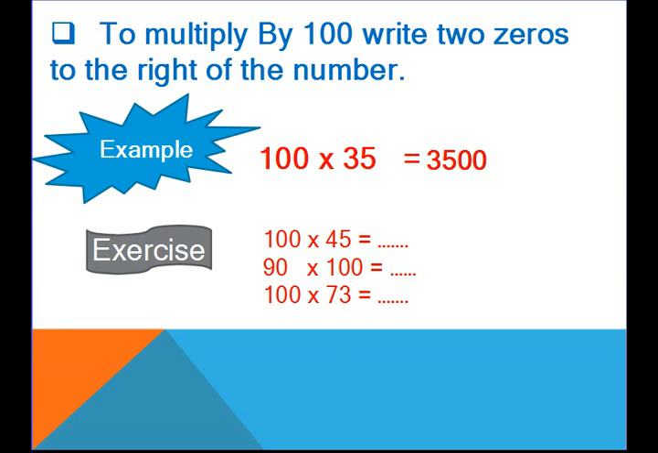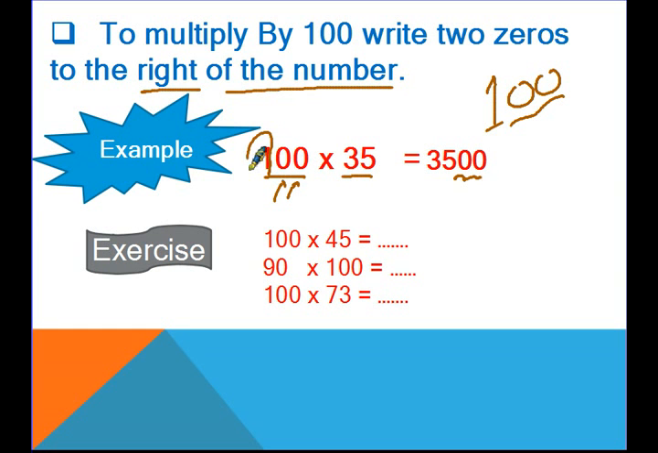Another part. If I multiply any number by 100, the 100 has 2 0s. So I will write 2 0s at the right of the number, as we did when multiplying by the number 10. So when I said, for example, 100 times 35, I write those 2 0s at the right of the number. And 1 times 35 equals 35. So the result will be 3,500. Again, if I say 100 times 35, I will put the 2 0s of the number 100 here, and 1 times 35 equals 35. So the result will be 3,500.